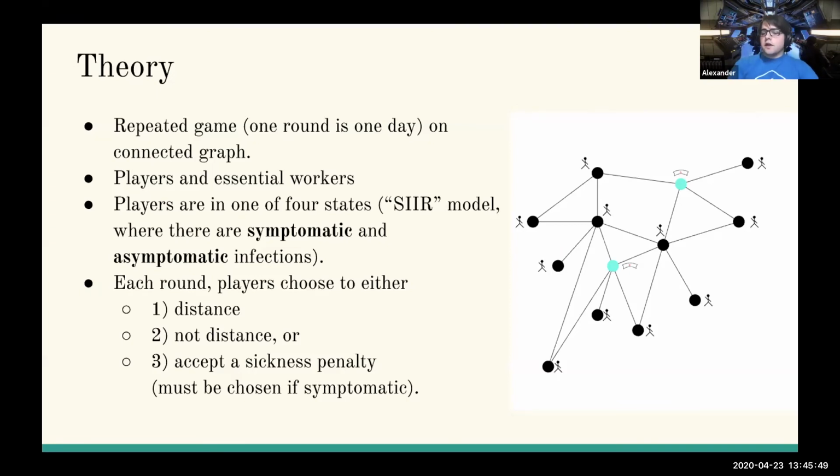And each round, all of the player nodes are going to choose to take one of 3 actions. They can either socially distance, which essentially means that they are going to quote unquote remove themselves from the network and have no probability of transmission. They can not socially distance, so stay in the network as they normally would, or they can accept a sickness penalty, which is sort of the default thing that you would do if you are symptomatic infected.